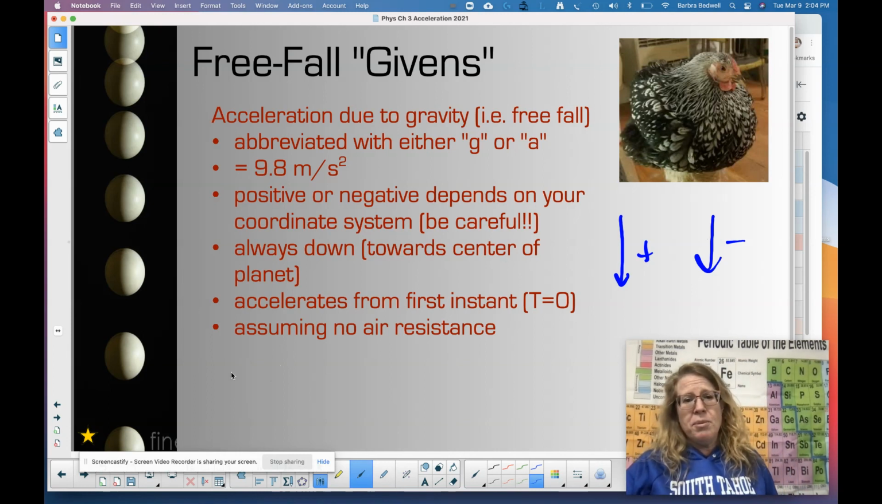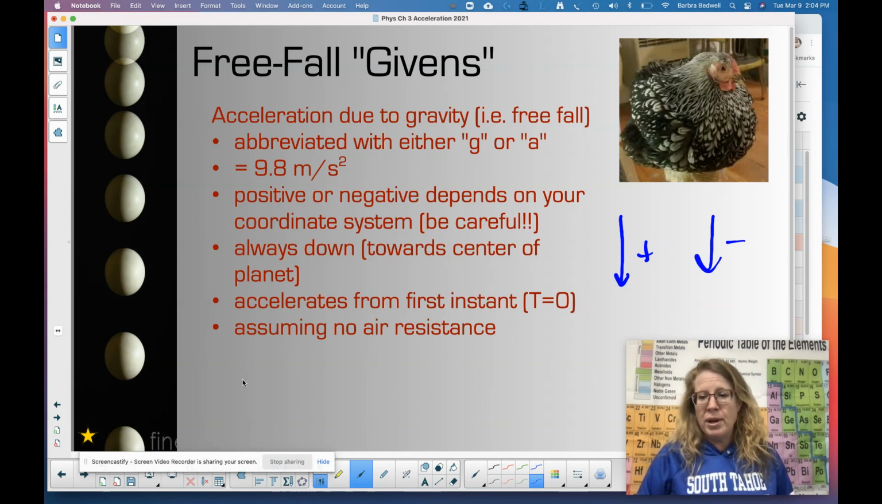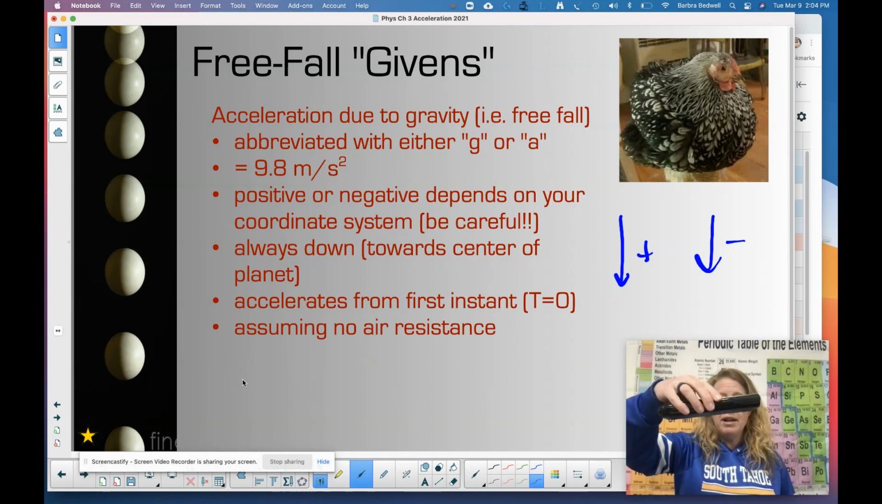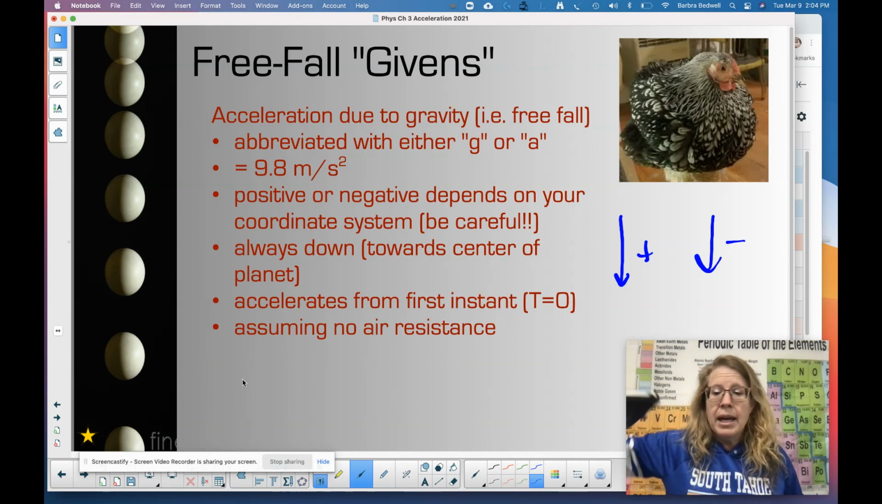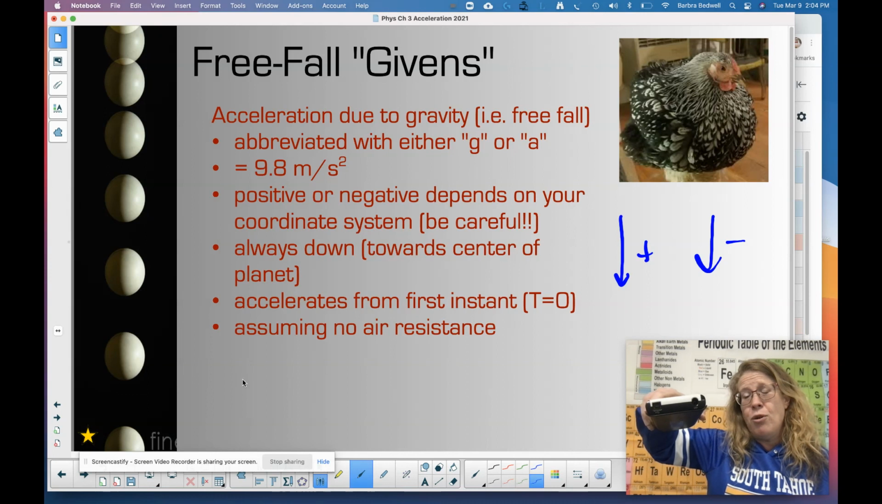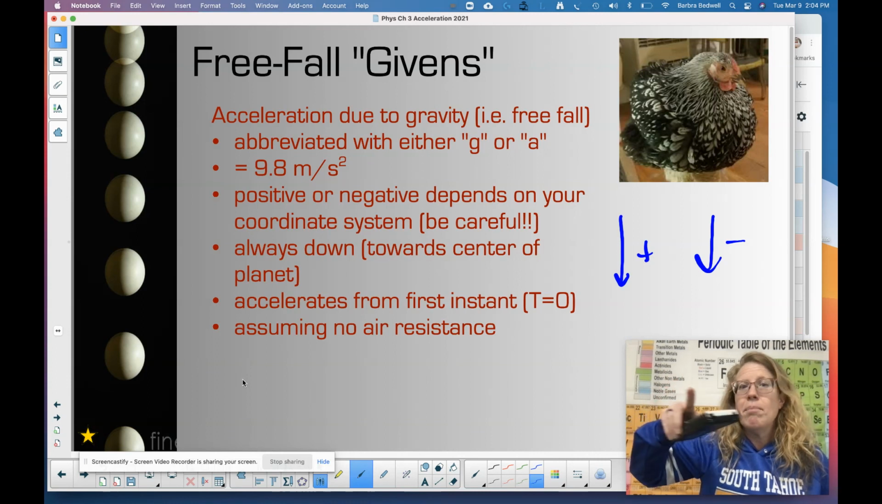Again, we're going to assume that acceleration is consistent and that it begins the first instant that you drop it. That acceleration due to 9.81 is always happening. So like this calculator is ready to accelerate at 9.81 all the time. It's not accelerating right now because I'm exerting a force on it and holding it up, but as soon as I let it go, instantaneously, full acceleration. You can't see it, but it's there.